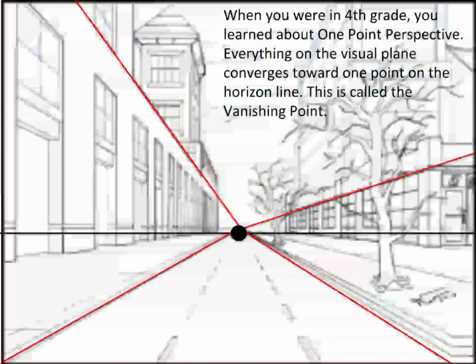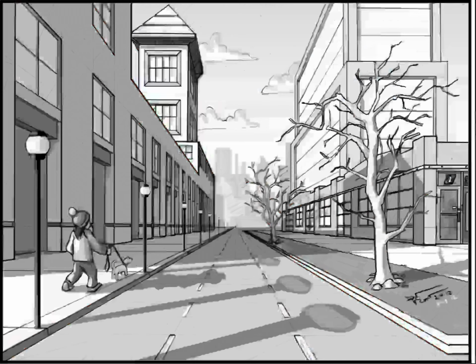When you were in 4th grade, you learned about 1-point perspective. Everything on the visual plane converges toward one point on the horizon line. This is called the vanishing point. When you look at this artist, you will notice a few tricks of perspective that the artist has used. As things get farther in the distance, they become smaller. So notice the tree that is closer to us is bigger than the tree that is farther away.